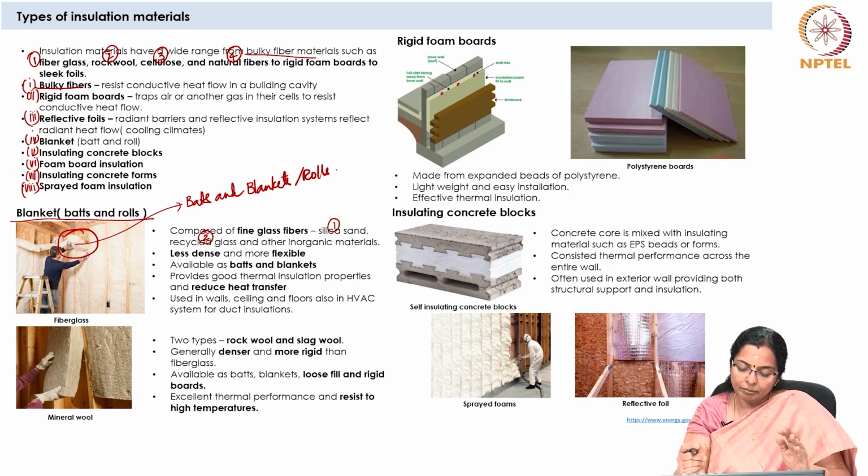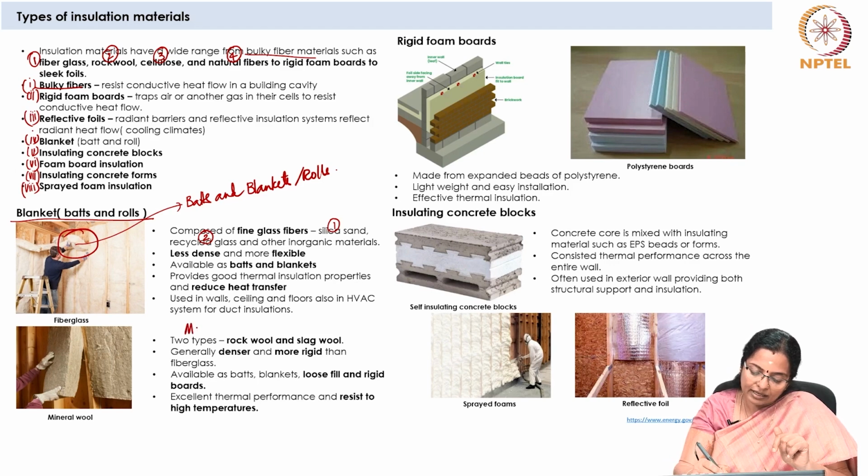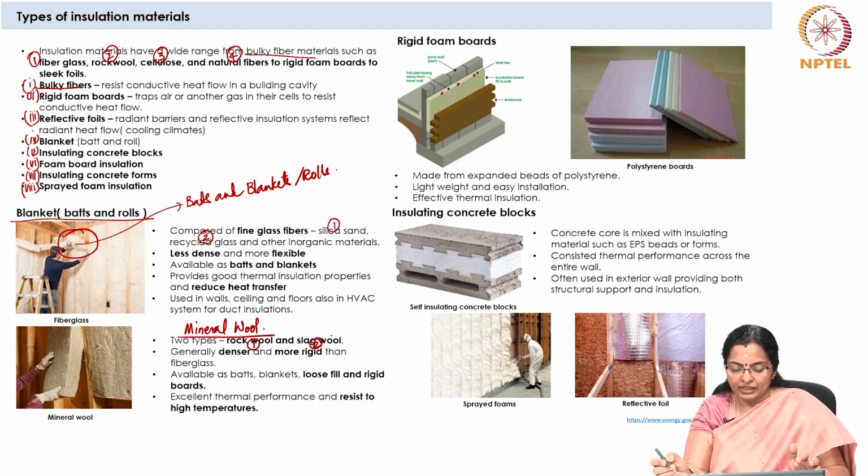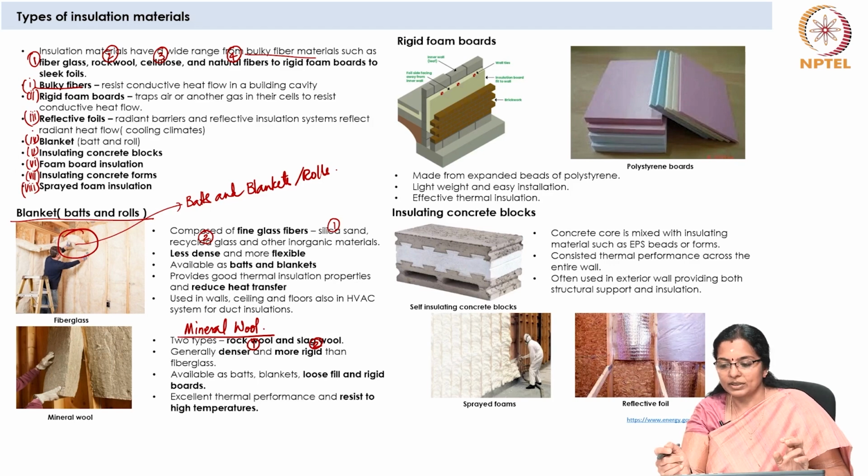Then the mineral wool, they comprise two types. One is the rock wool and another is slag wool. They are generally denser, more rigid and hard than fiberglass. These are again available as bats, blankets and sometimes even loose fills and rigid boards. They have very good thermal performance and they resist high temperatures.